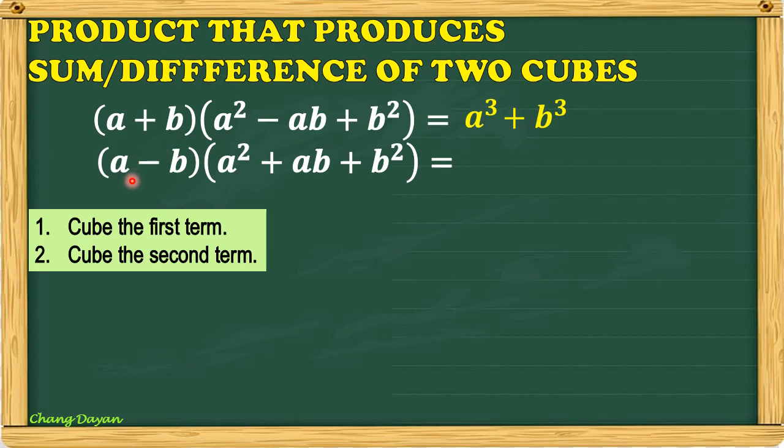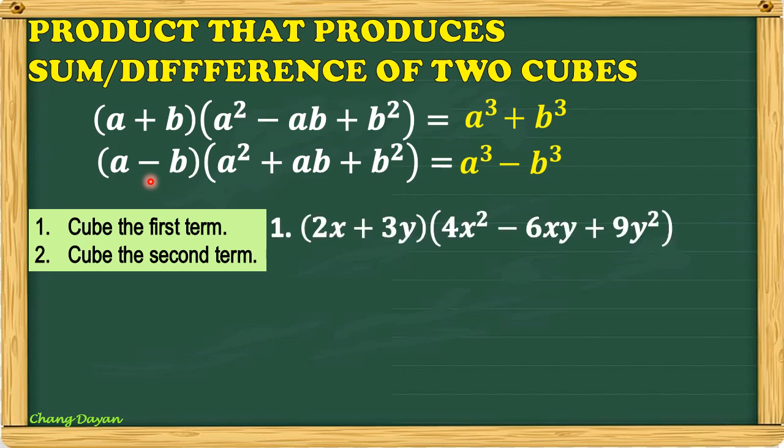Next, a minus b. Cube the first term. So that is a times a times a. That is a cubed. Cube the second term. Negative b times negative b times negative b. And we'll have negative b cubed. Now let us have an example. 2x plus 3y multiplied by 4x squared minus 6xy plus 9y squared.